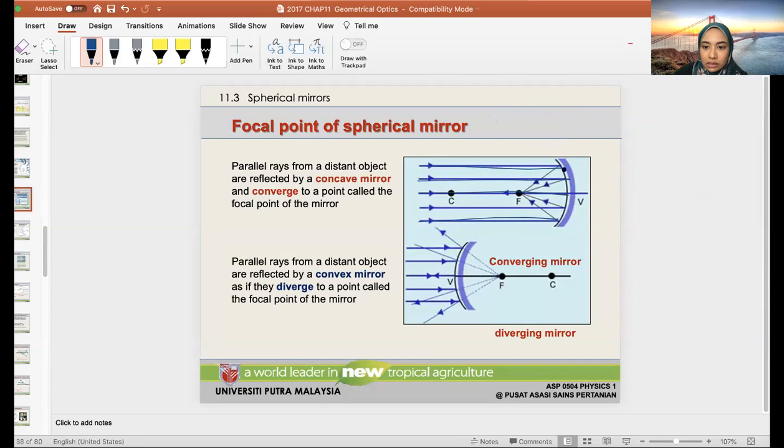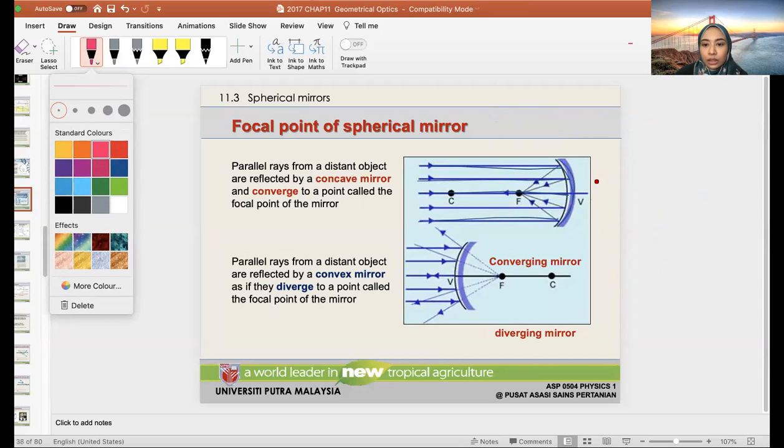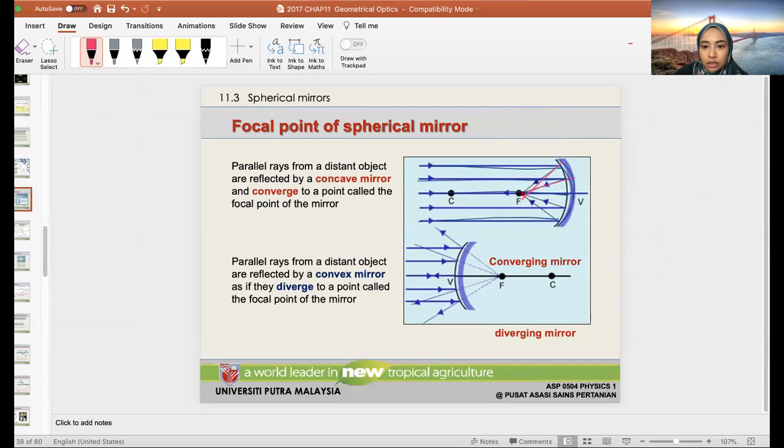So the boundary is the mirror. The mirror is your boundary, and then what happens is that it will converge into the focal point. This is called the focal point. I believe you have seen this before. Whereas for a convex mirror, the light diverges, right?